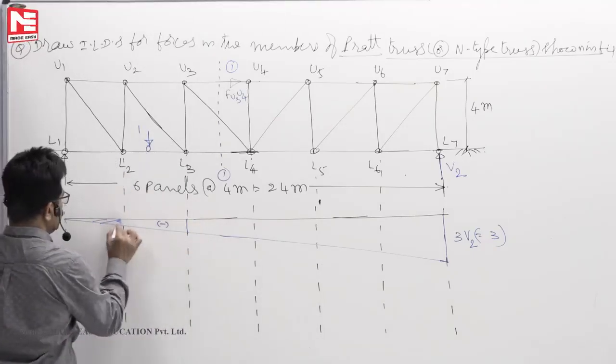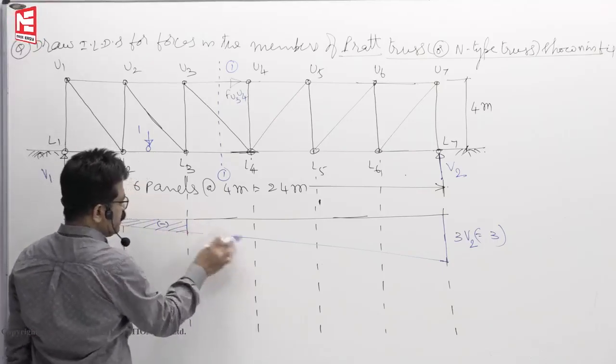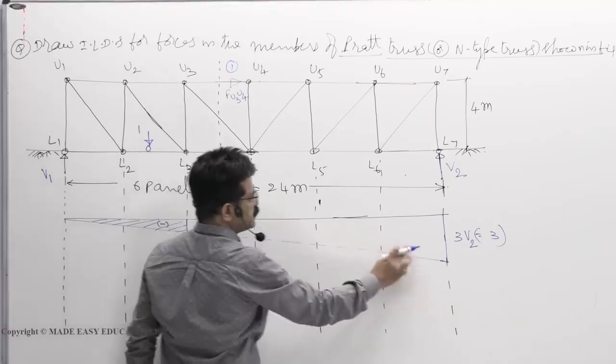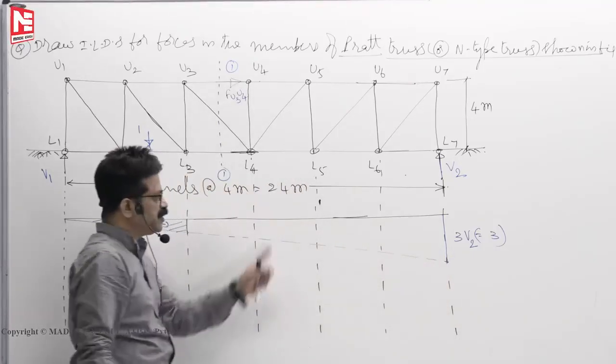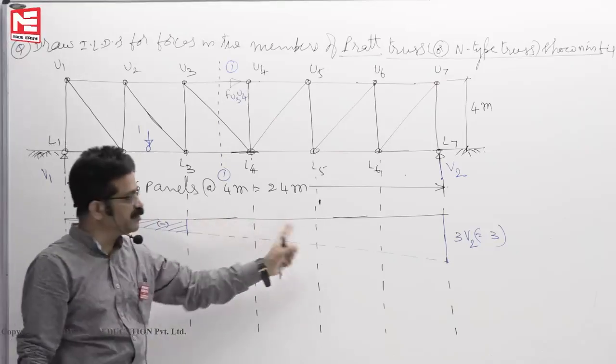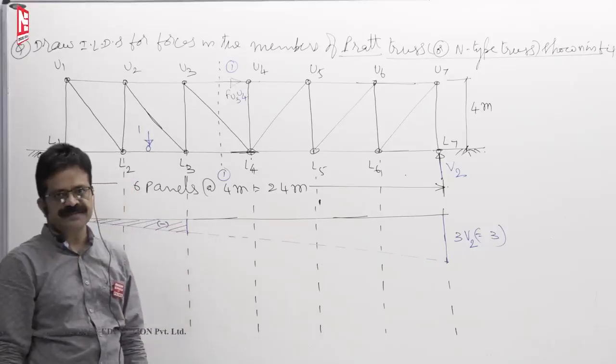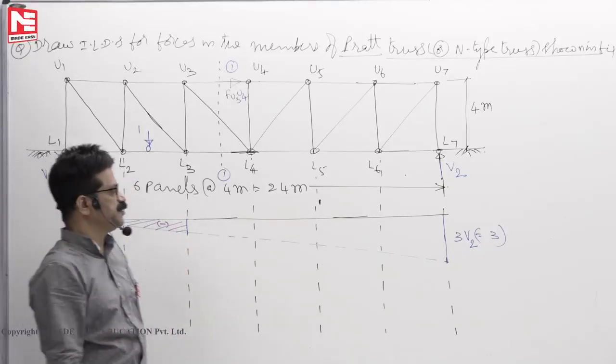So compression will take minus, tension will take positive. But this ILD is not valid, so we cannot show this one. Out of this 3V2 ILD, this only is useful ILD. Other things you cannot apply because for those locations, this 3V2 is not valid. So valid things only we will take.